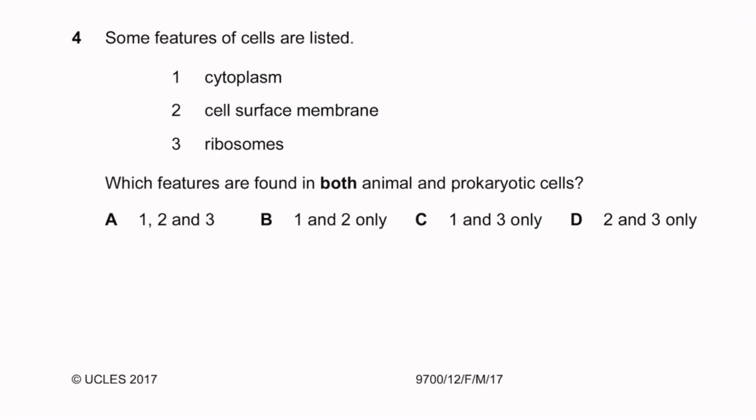Some features of cells are listed. Which features are found in both animal and prokaryotic cells? Okay, so both of them have cytoplasm, both have a cell surface membrane, and ribosomes are found in both. But the difference is that in animal cells, ribosomes are 80S and 70S, meanwhile in prokaryotic cells, they're only 70S. So it's 1, 2, and 3. A.